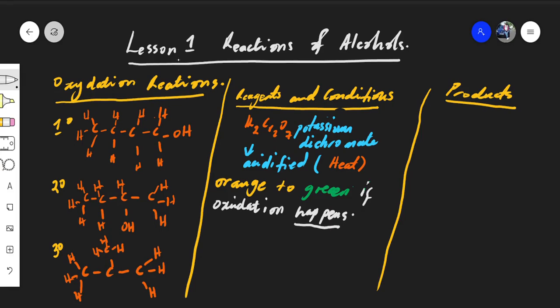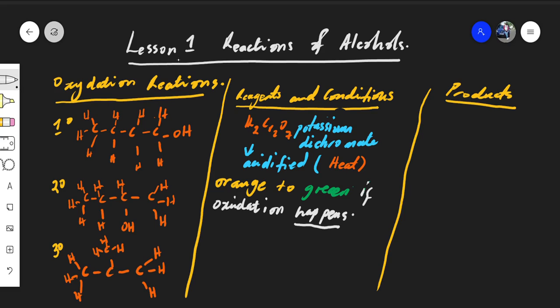Now, what we are going to do is continue talking about the reactions of alcohols, and this is lesson one on the reactions of alcohols. There are many reactions, but I want to start with oxidation of alcohols. And remember, in our other lesson, we talked about primary alcohols, secondary alcohols, and tertiary alcohols.